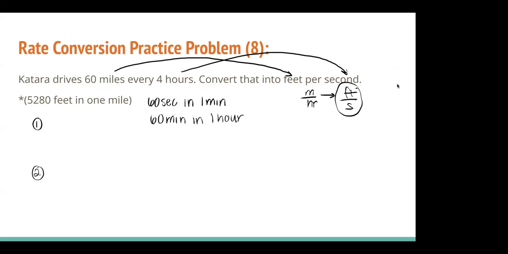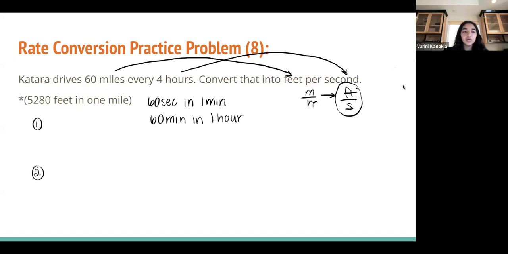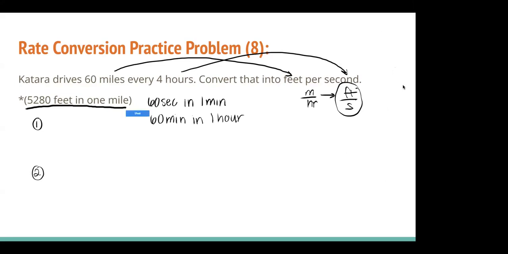Please, you haven't taught me how to convert miles into feet. And how many feet make a mile? 5,280 feet make 1 mile. It's right here. So it's divided into feet.